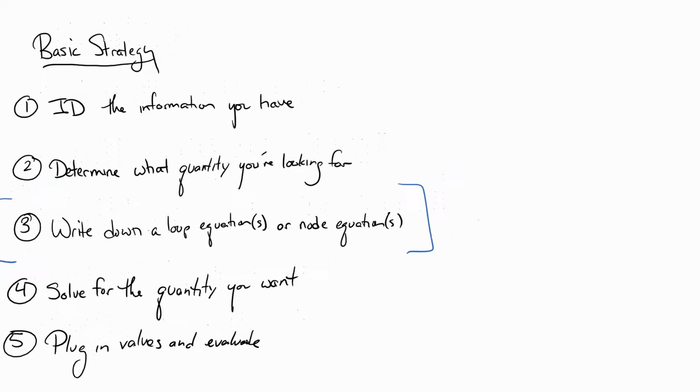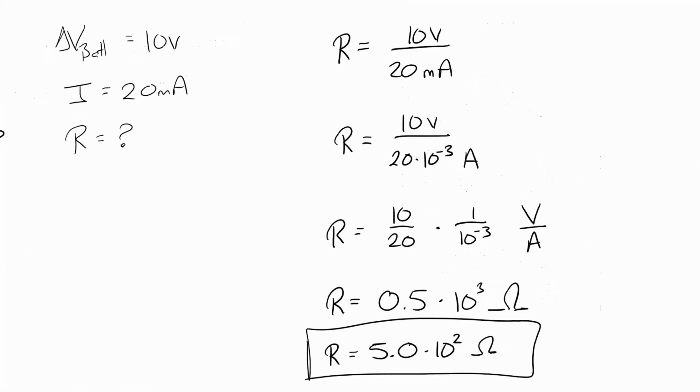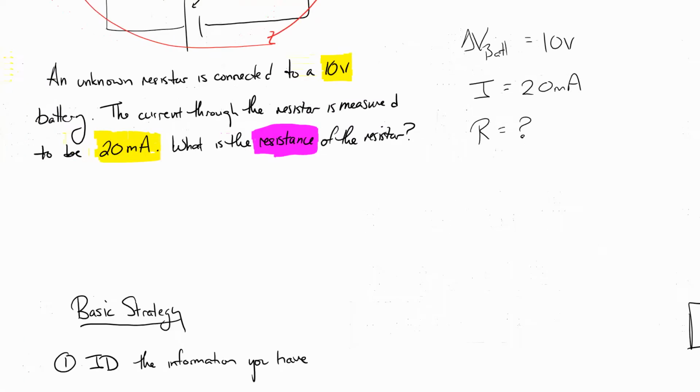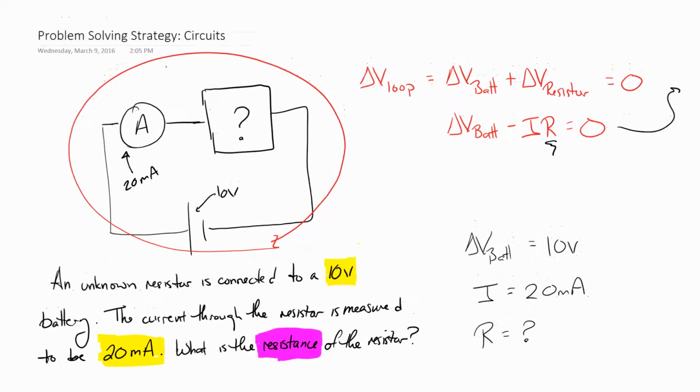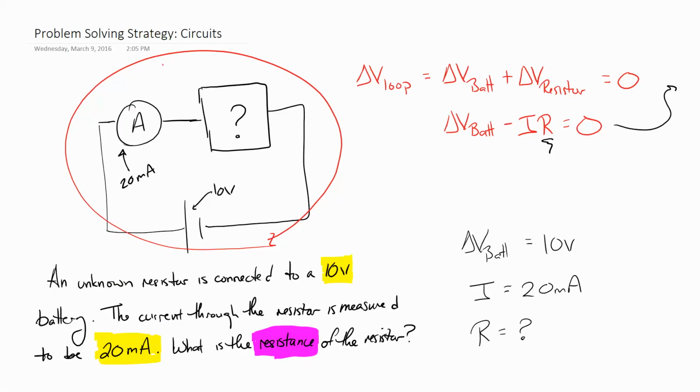Anyway, hopefully this gives you a better sense of how to start tackling these problems. Again, ID the information you got, ID the information you want, write down your loop equation or your node equation, and then just start organizing it to get the information you're looking for.